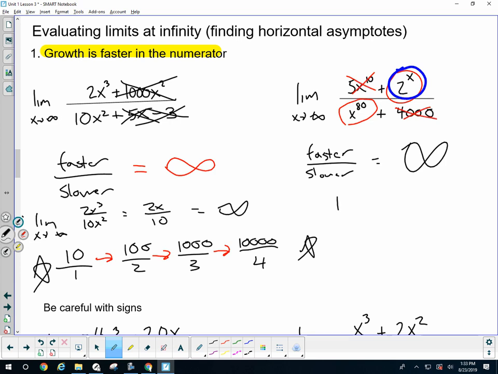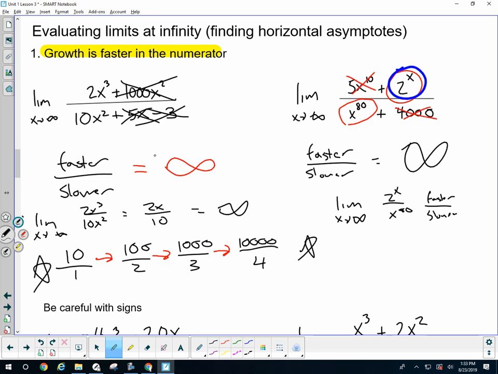Now, you cannot do that same algebraic technique with this example. I can't cancel things and then have infinity. I just need to know that this is faster over slower. But we need to be careful.